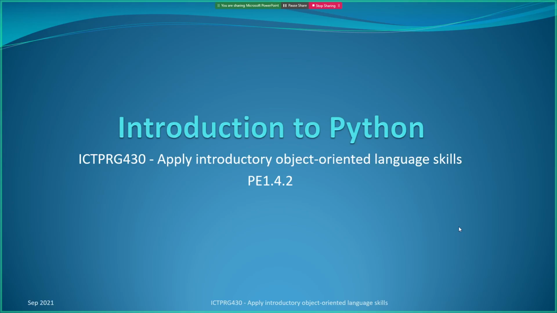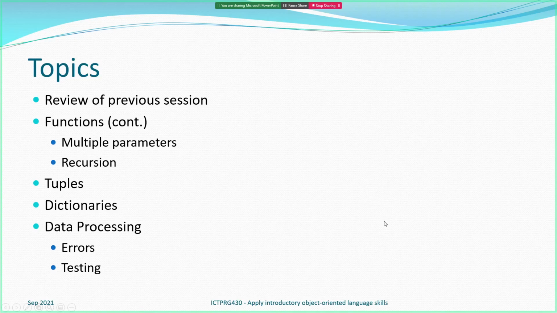Alright, so presentation 4.2. This is the second half of module 4, which will see out the Python Essentials 1 course. This one will cover multiple parameters and recursions in functions, what tuples are, dictionaries, data processing, how to handle errors, and testing.